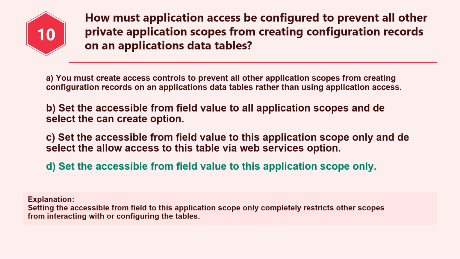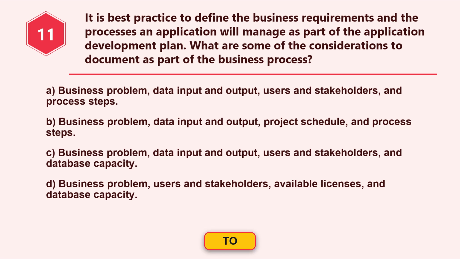Question 11. It is best practice to define the business requirements and the processes an application will manage as part of the application development plan. What are some of the considerations to document as part of the business process? Option A. Business problem, data input and output, users and stakeholders, and process steps. Option B. Business problem, data input and output, project schedule, and process steps. Option C. Business problem, data input and output, users and stakeholders, and database capacity. Option D. Business problem, users and stakeholders, available licenses, and database capacity.